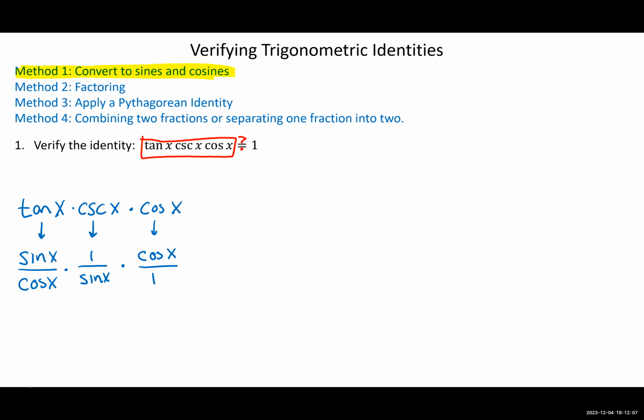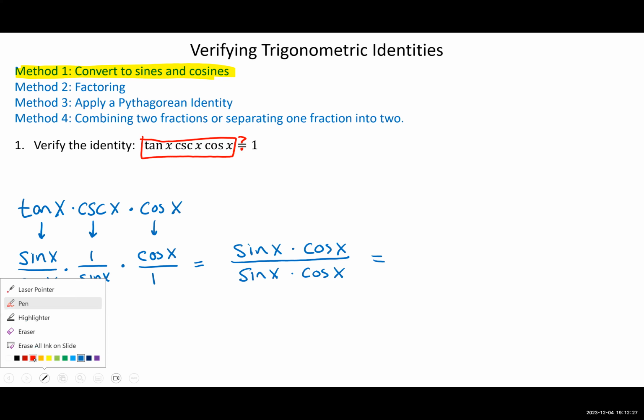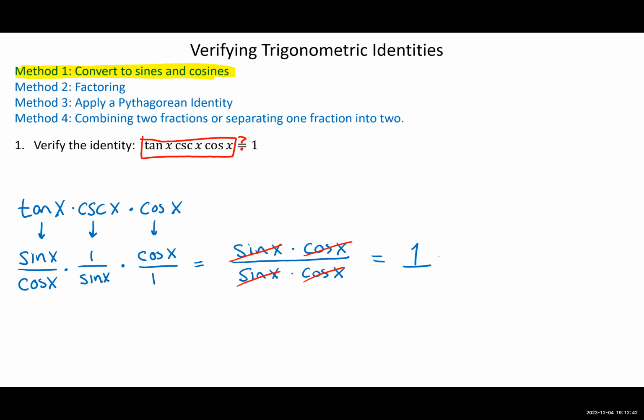Right? So now, if we multiply across, we get sine x times cosine x on top. We've got another sine x and a cosine x on the bottom. Anything divided by itself is equal to 1. So sine x over sine x is 1. Cosine x over cosine x is also equal to 1. So this expression is equal to 1.